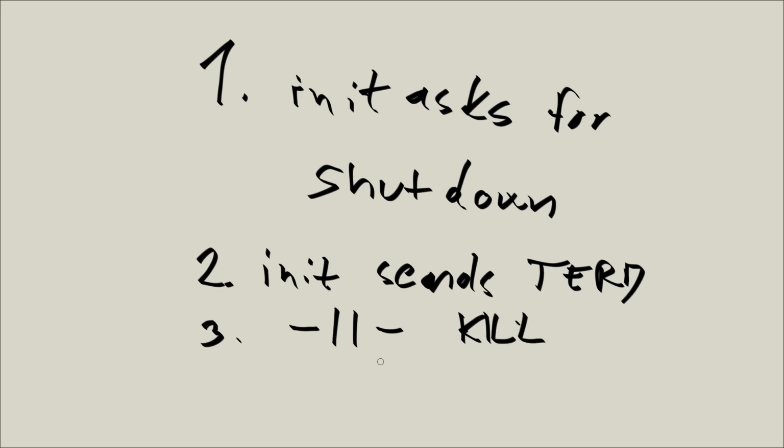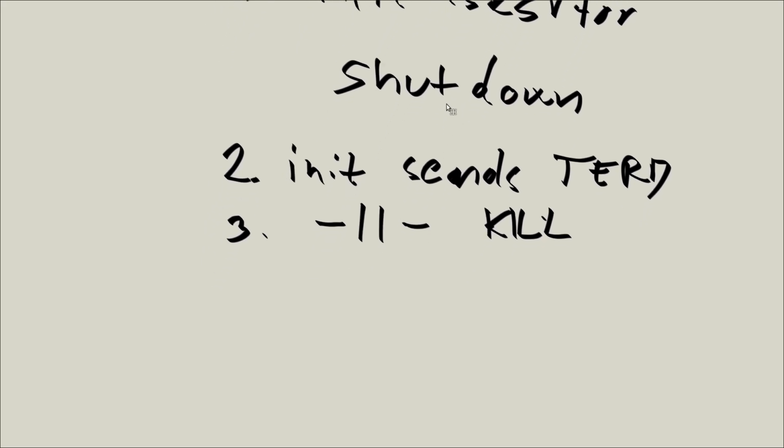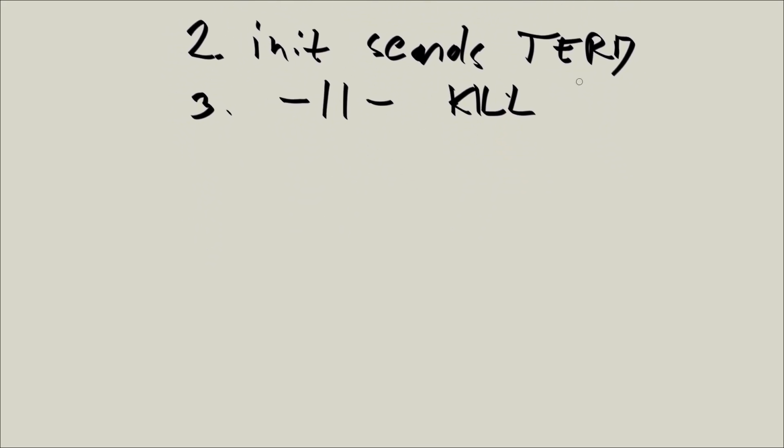So basically at first Init asks processes for shutdown. If the processes won't shut down, Init sends them the TERM signal, which you use with the kill command by default. And then if they don't respond to that, then Init really kills them. And remember when we talked about killing processes, this is the ugliest way to kill a process. But if it's not responding, you gotta kill it.